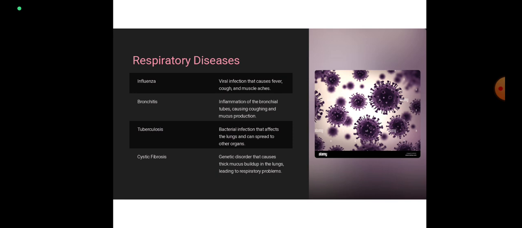Next are respiratory diseases. First is influenza. Influenza is a viral infection that causes fever, cough, and muscle ache. Bronchitis causes inflammation of the bronchial tubes, causing coughing and mucus production. Tuberculosis is a bacterial infection that affects the lungs and can spread to other organs. Cystic fibrosis is a genetic disorder that causes thick mucus buildup in the lungs, leading to respiratory problems.